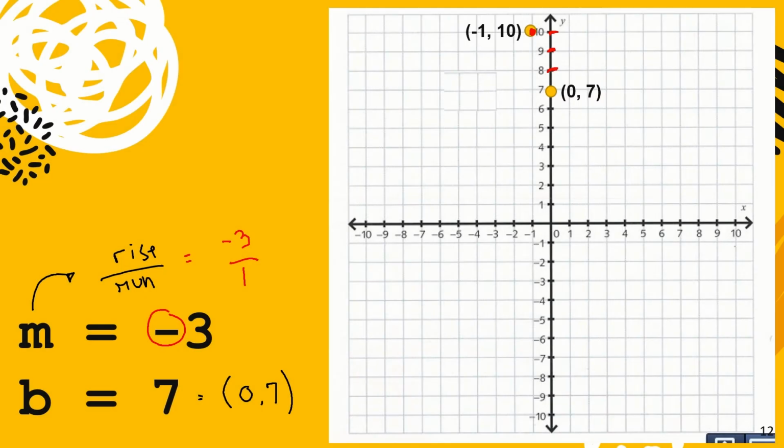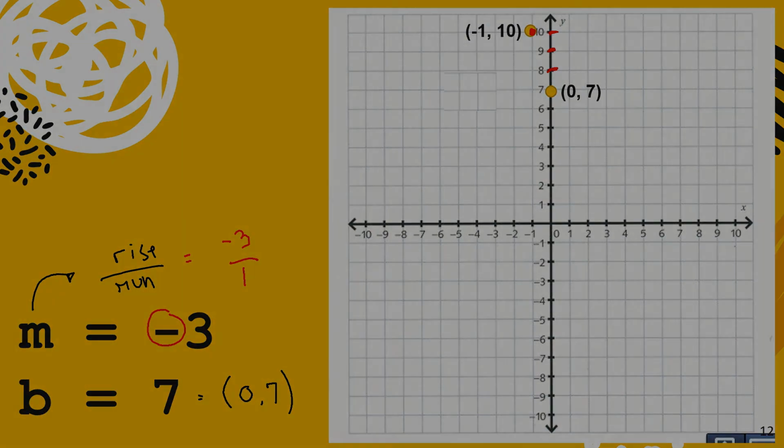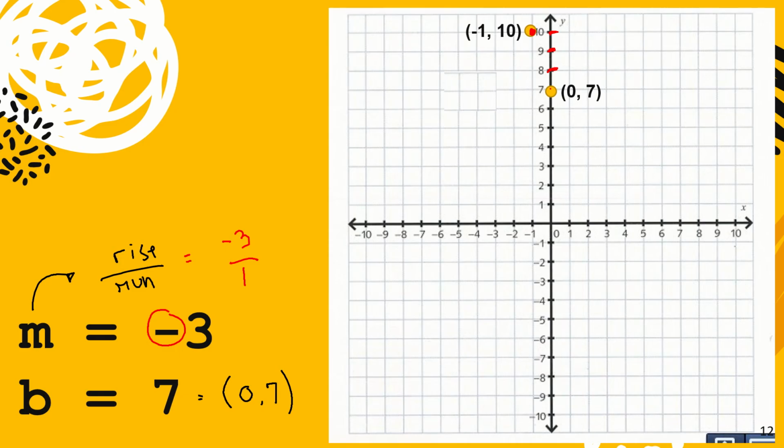Let's do it the opposite way. From (0, 7), we need to go down 3 steps: 1, 2, 3. Then run to the opposite side. So we have (1, 4). Therefore, this is the line for a slope of negative 3 and a y-intercept of positive 7.